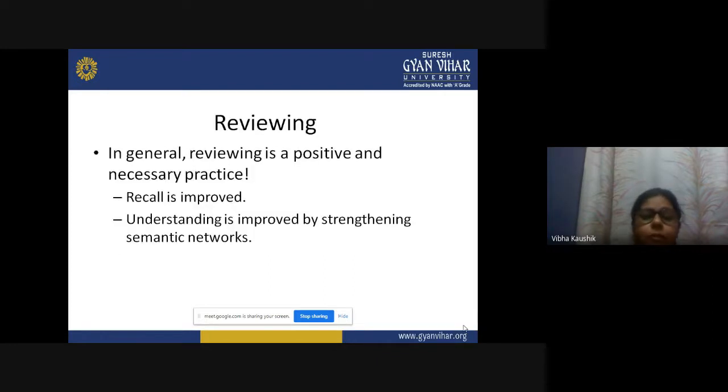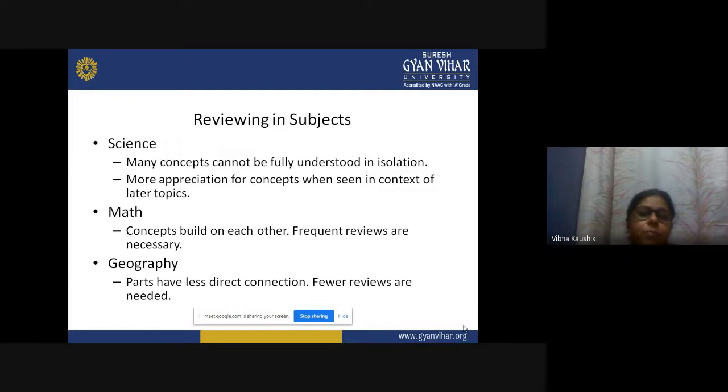Now, review. In general, reviewing is a positive and necessary practice. Review is a positive and needed practice that has to be done. Recall is important. When a concept has to be recalled, recall has to be improved. Understanding is improved by strengthening semantic networks.